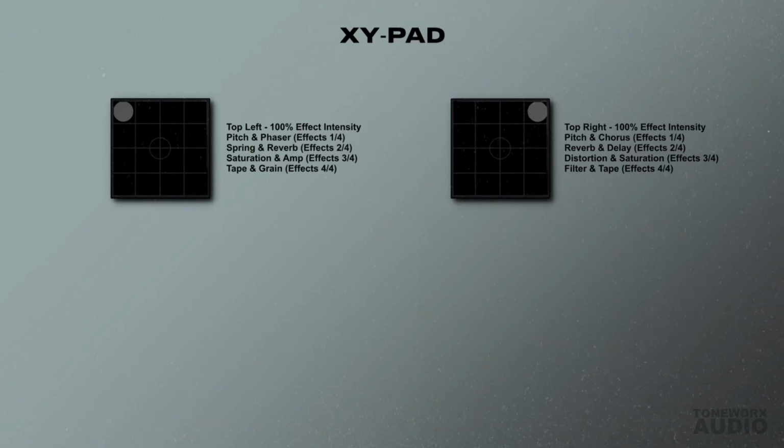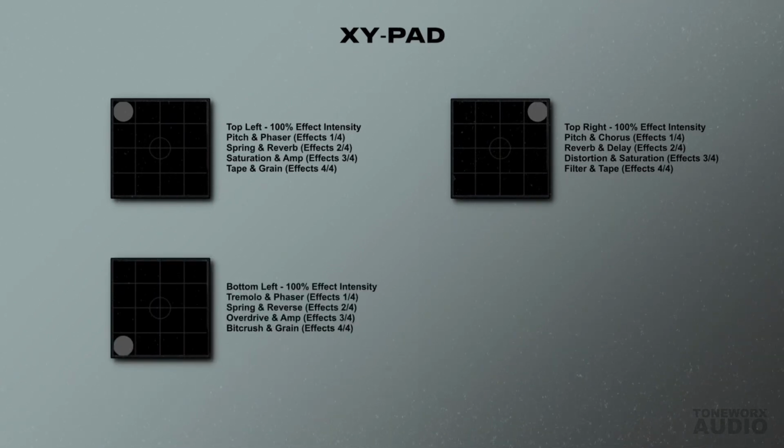If you move the ball to the bottom left of the XY pad, a new set of effects from each sector will reach their full intensity. In this position, the first sector's effects, tremolo and phaser, will be at 100%, along with the second sector's spring and reverse. Additionally, the third sector, featuring overdrive and amp, and the fourth sector, containing bit crush and grain, will be fully applied.